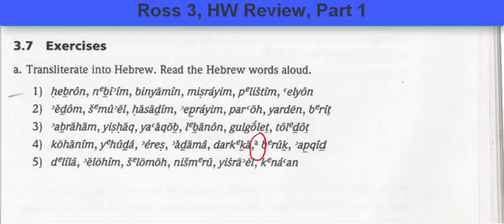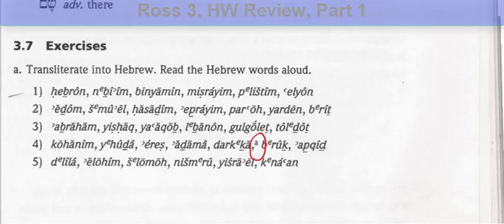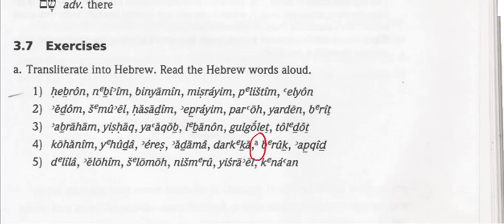In this video, I'd like to just take a few moments to work through some of the exercises from Chapter 3 and to make sure that you know what you're doing and that you understand some of the principles behind the lesson and the transliterations and the shavas that we've talked about. So let's look at 3.7, the exercises for the Ross textbook.